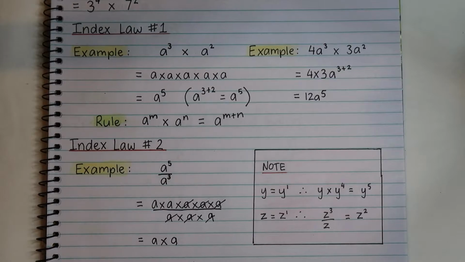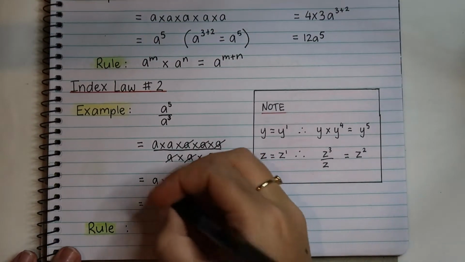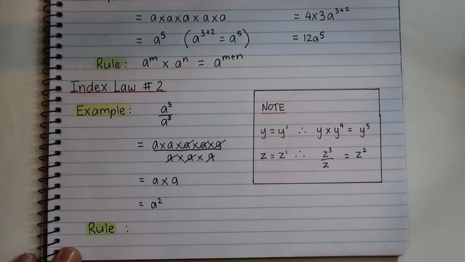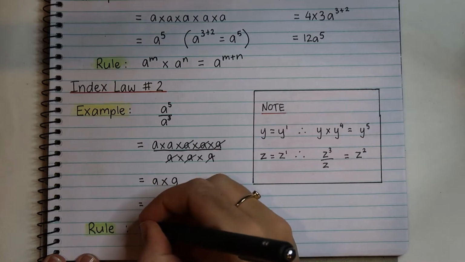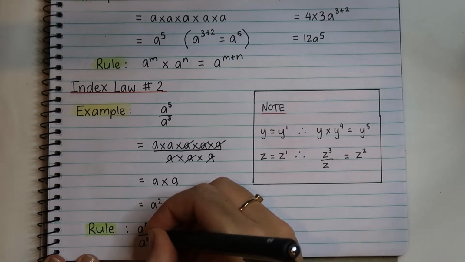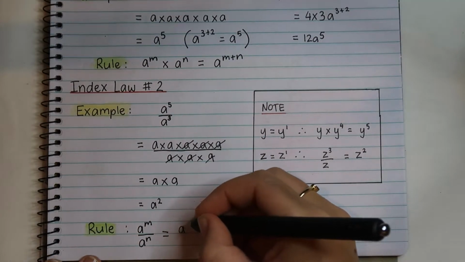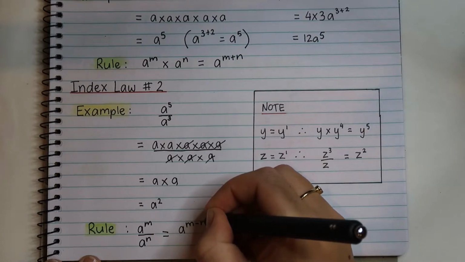And putting this into index notation, we get a to the power of 2. So writing this as a general rule, we get a to the power of m divided by a to the power of n is equal to a to the power of m minus n.